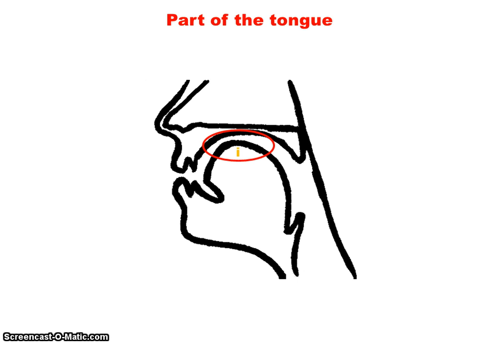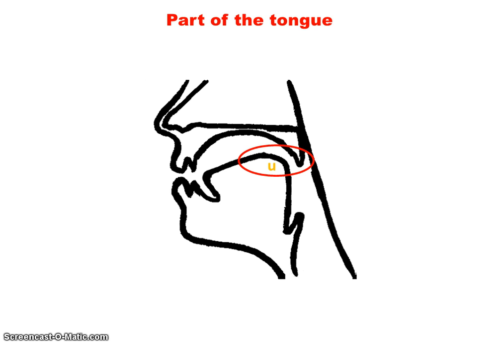If the vowel, for example, is the vowel E, the body of the tongue is raised at the level of the hard palate. Consider now the case of the vowel U, which involves the back of the tongue and the velum.